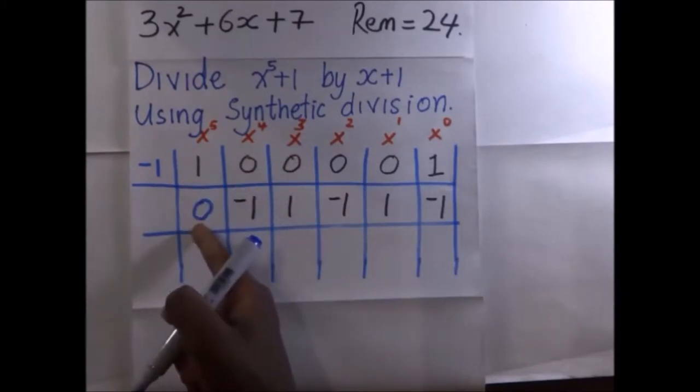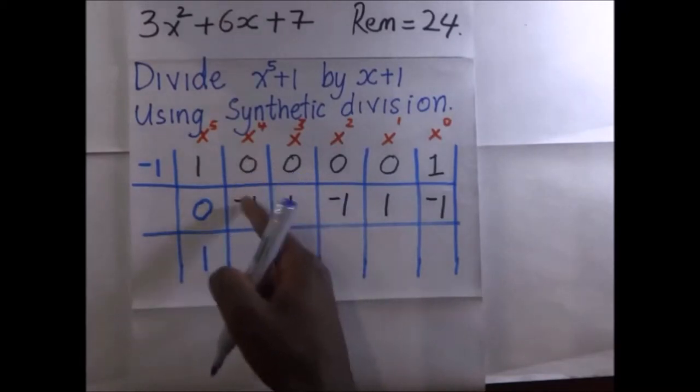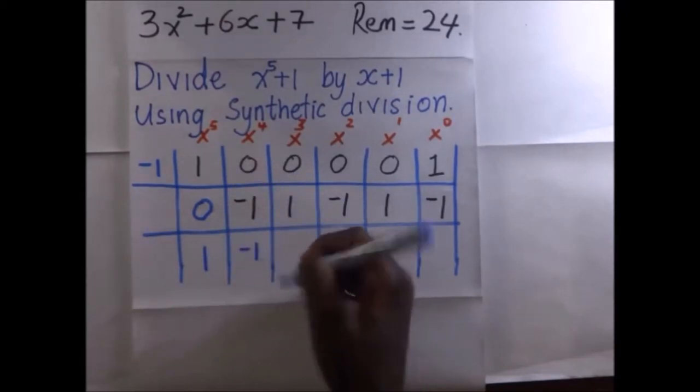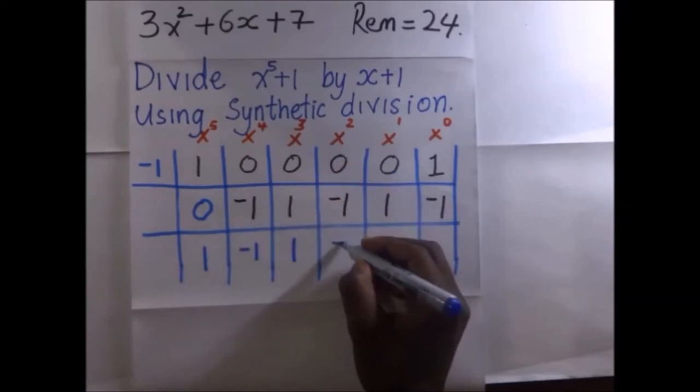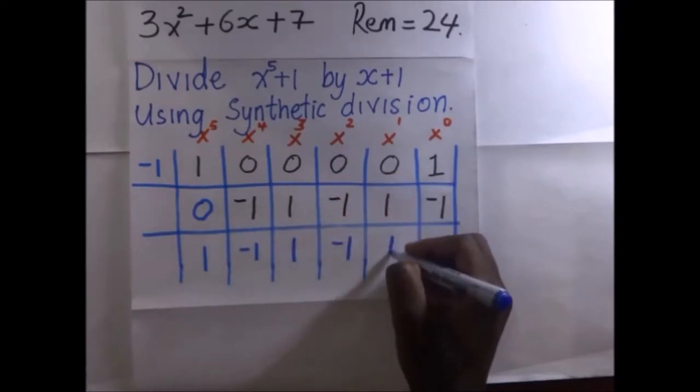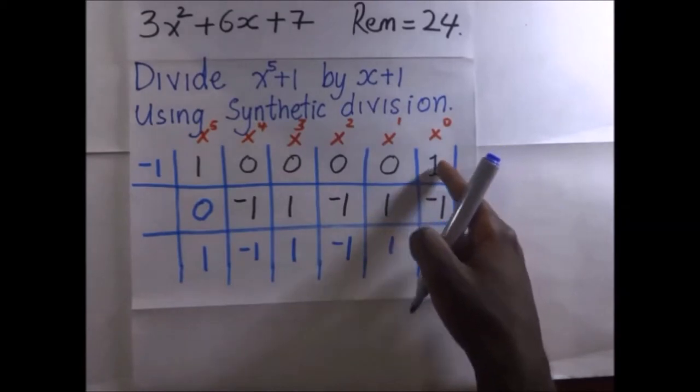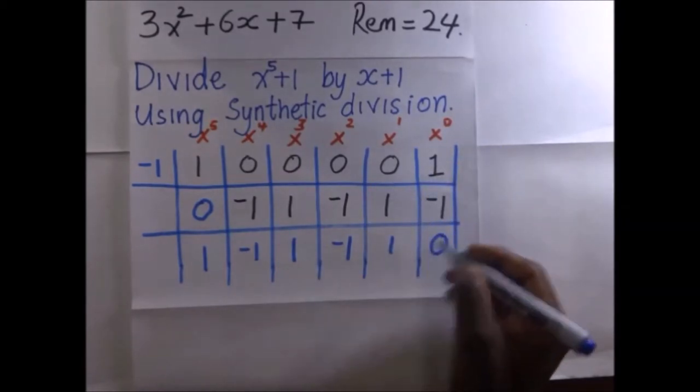So 1 plus 0 here is 1. 0 minus 1 here is negative 1. 0 plus 1 is 1. 0 minus 1 is negative 1. 0 plus 1 is 1. And 1 minus 1 is 0.